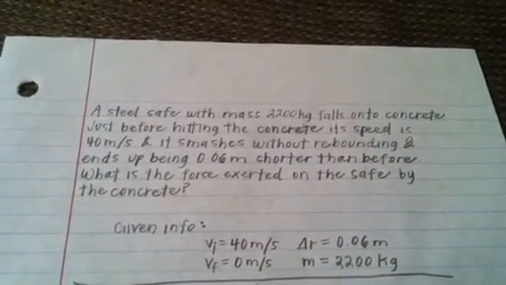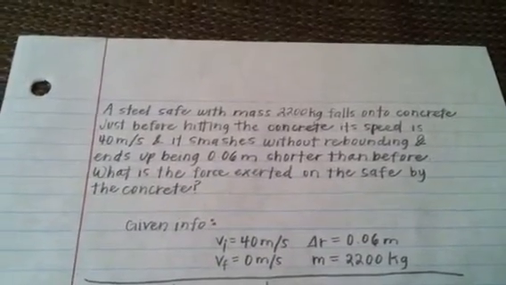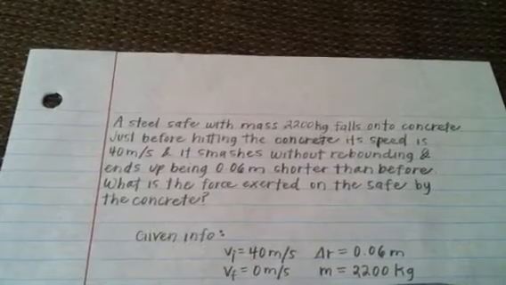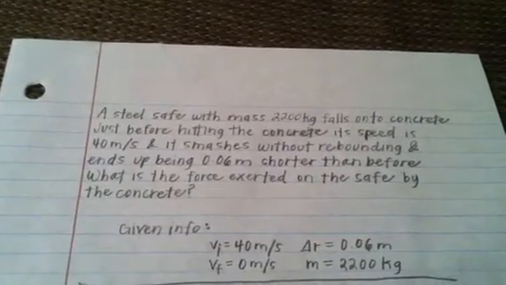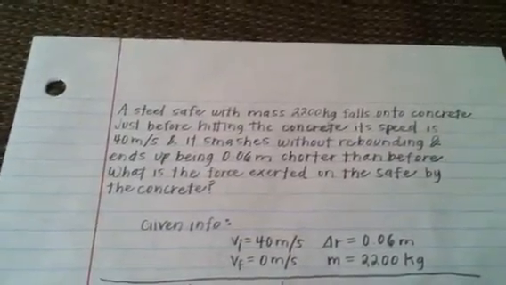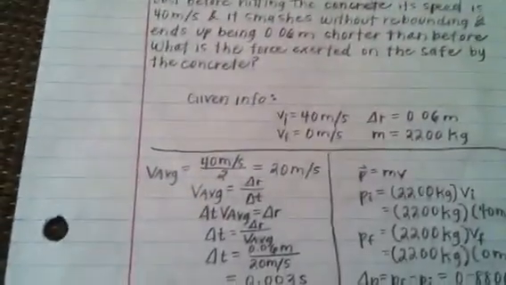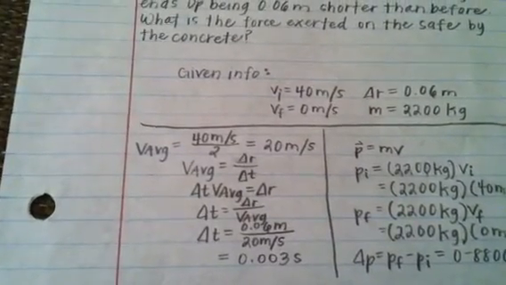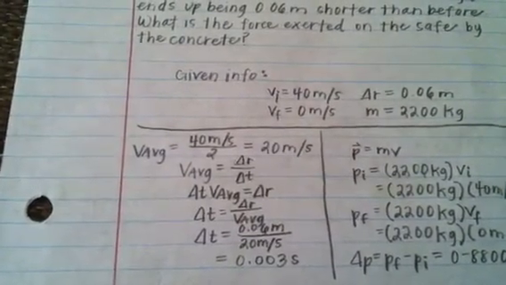But what does the momentum principle state? The momentum principle says that the net force on an object is equal to the change in momentum over the change in time. So let's start with our change in time. If we take the average velocity formula, we can rearrange it so that the change in time equals the change in r over the average velocity.